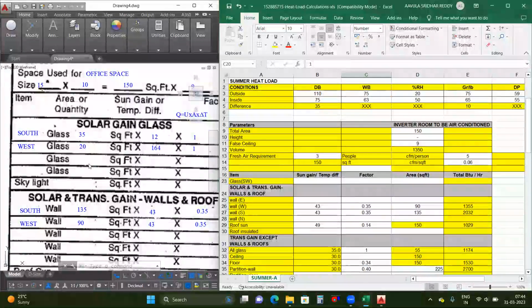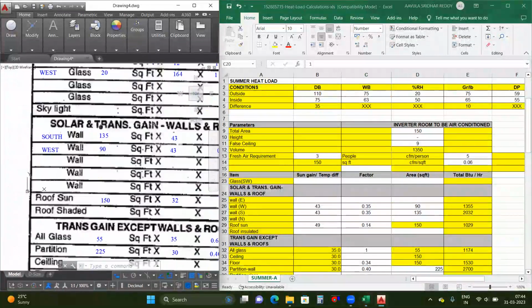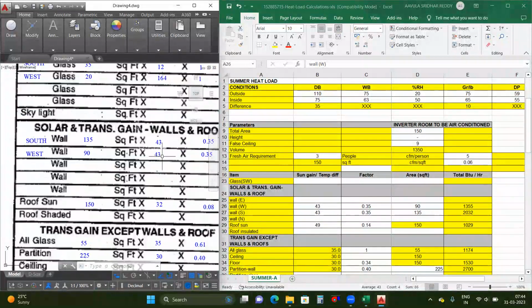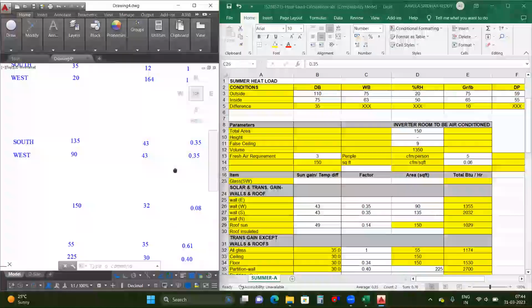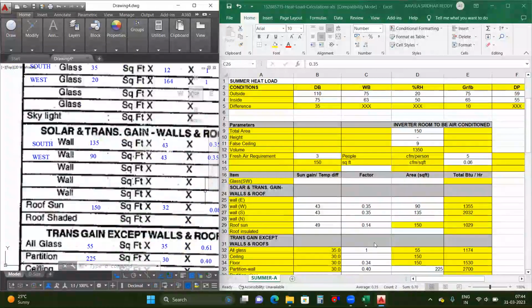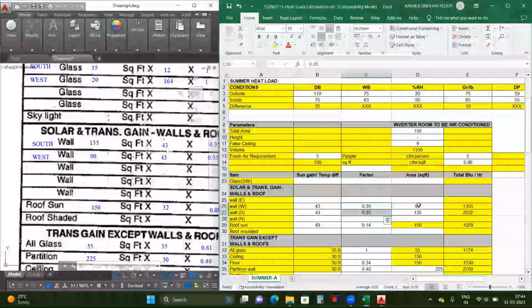Next the walls, south wall and west wall. West wall is 43 and south wall also 43, that is the temperature difference. Next, U value is 0.35, same. Area is 90 and 135, correct: 90 for west side and south is 135.